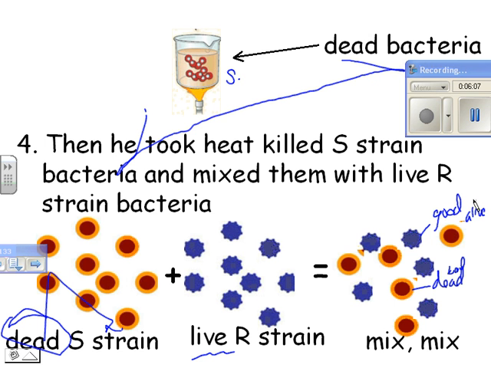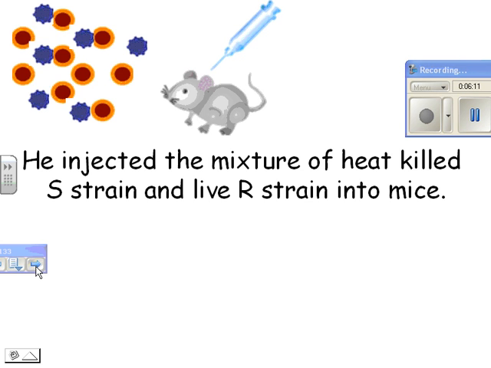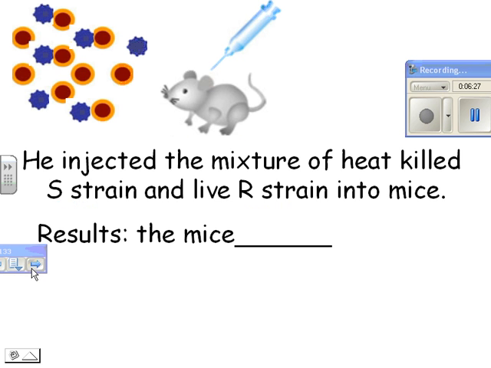Should be no problem, huh? Wouldn't you think? No problem. And he took this mixture of the heat-killed S strain, the bad, dead ones, and the live R strain, meaning the live, good strain, and he injected them into the mice. And guess what happened? The mice died. Isn't that crazy?